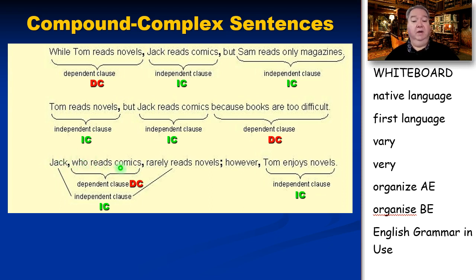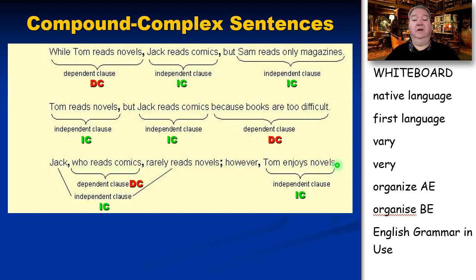Jack, who reads comics, rarely reads novels. Notice that this has a comma before and after it. Remember, I showed you last time, if there's a comma before and after, you can actually take that out, and it doesn't change the meaning of the sentence. It's not necessary. We could simply say, Jack rarely reads novels. The meaning does not change. If we add it to describe Jack, we can put a comma before and after it to show that it's not vital. It doesn't change the meaning of the sentence. Jack, who reads comics, rarely reads novels.